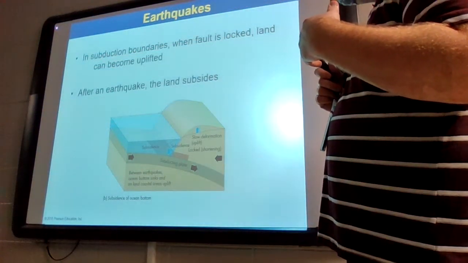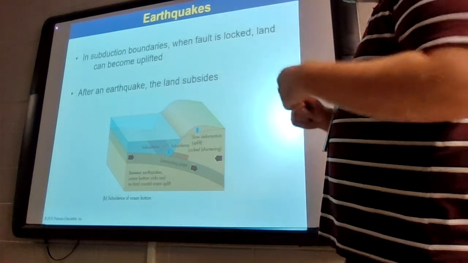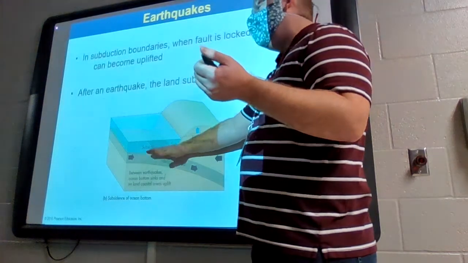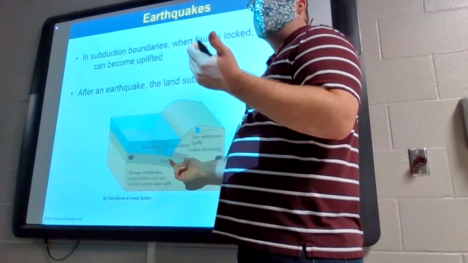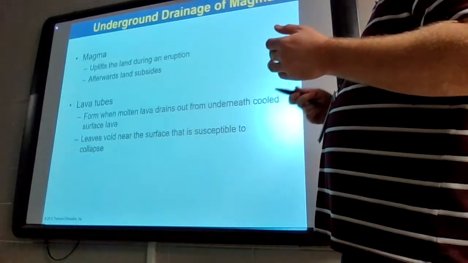What do they have here? Land subsidence after an earthquake. This is literally just your land dropping down because of the strength of the earthquake, because of the movement of the land that you have there.